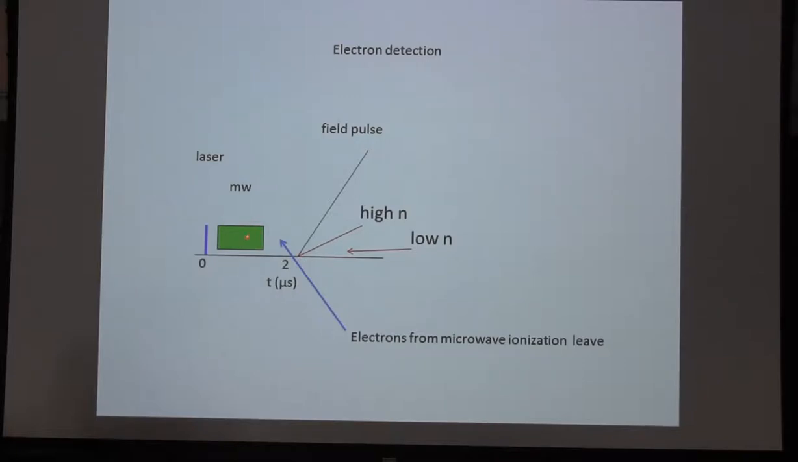If I ionize the atoms with the microwaves here, the electrons disappear and we don't see anything when we apply the field pulse. In the field pulse, if the atoms are in states of high n, they show up early, and for low n, they show up later. Electrons basically have zero transit time on the time scale of our problems.